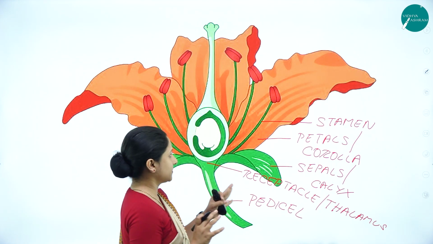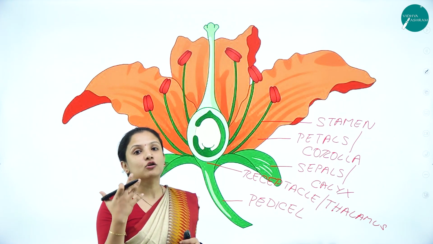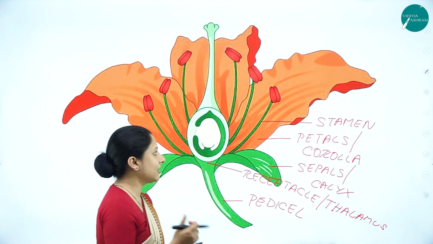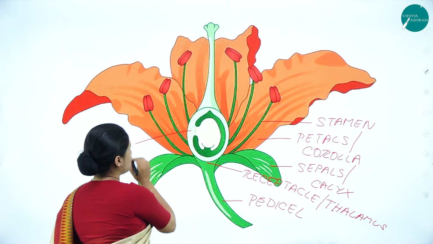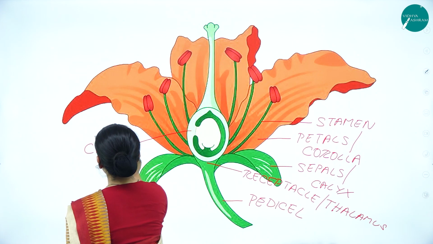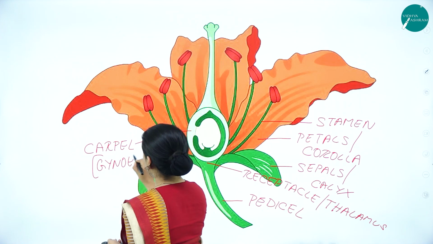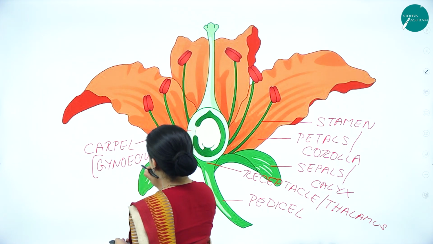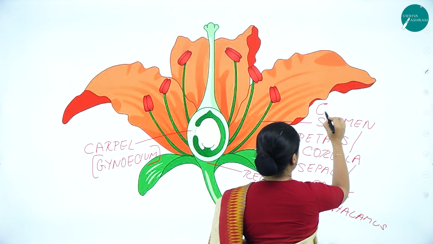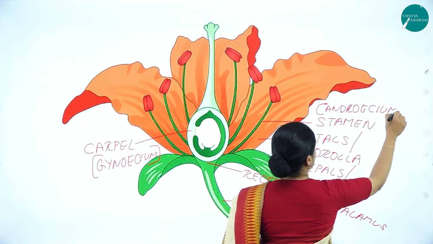Next, the innermost whorl is the gynoecium. Remember gynecology? Gynecology is something related to the female, right? Therefore, gynoecium means the female reproductive part. We can also call it the carpel. What is there in the gynoecium, we'll also study in the coming slides. As I told you, the stamen, this is the androecium, the male reproductive part.